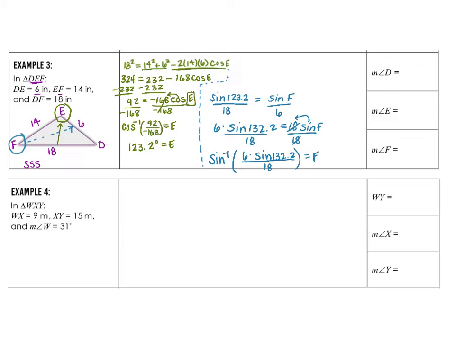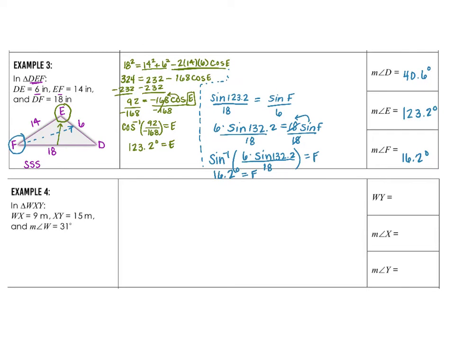And whenever you put all of that in your calculators, you should get 16.2 degrees for angle F. And then you can add up your other angles and subtract from 180 to get that final. And so you should end up with 40.6. And again, the first one we found was 123.2, and angle F was 16.2 degrees.